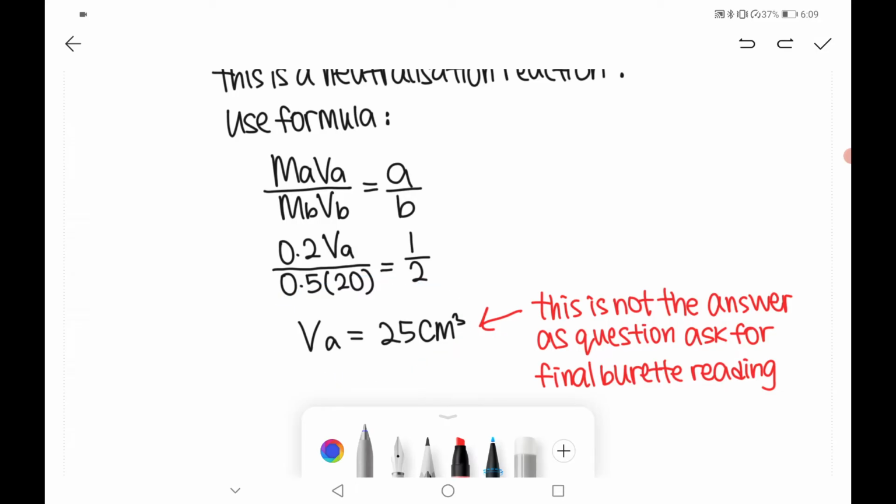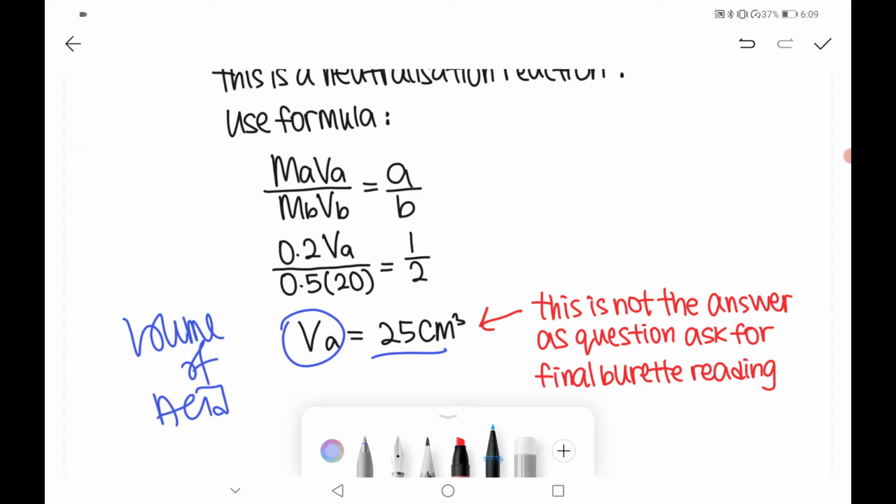So many students, after they get 25, think this is the final answer and start to celebrate already. And then this is wrong. Why? This is not the final answer yet. This calculation is correct, but 25 is not the final answer, because 25 refers to Va. Va is what? Volume of acid.